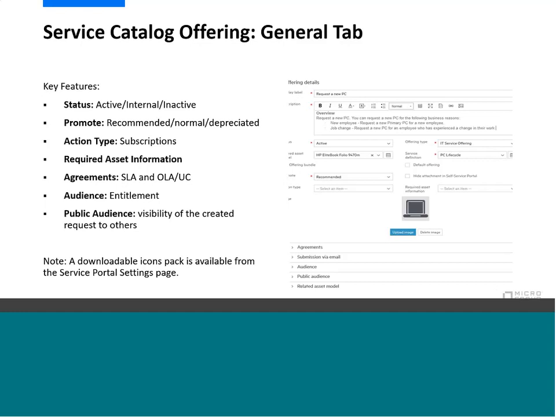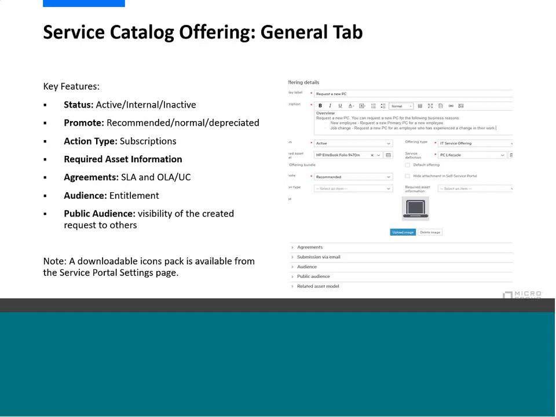Required asset information is quite a useful drop-down option because it allows you to potentially force a user to populate either a device or a service field on the request when they're generating it. So an example of that could be maybe they have a list of devices that they are the owner of. You could make them select one of those as part of ordering from the catalog.